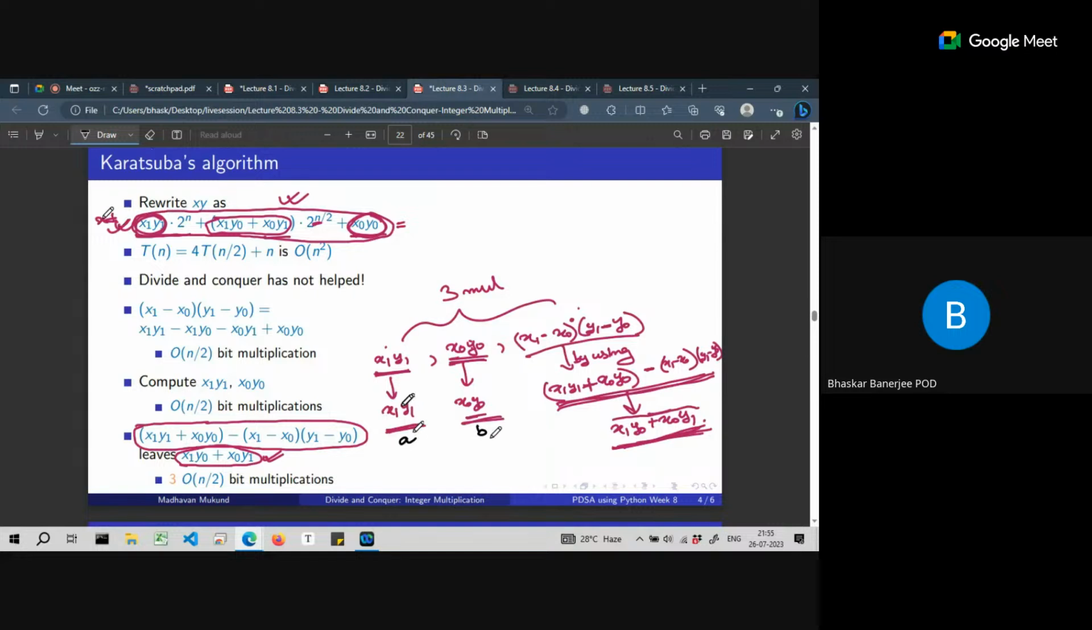Okay, now how will you write x into y? Because our ultimate goal is x into y, right? So x into y would be a into 2 to the power n, plus b. Actually it would be b into, theoretically, 2 to the power 0, but let's not write it. Plus, a plus b plus c minus x1 minus x0.